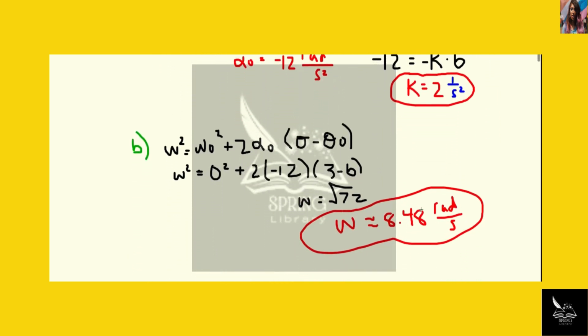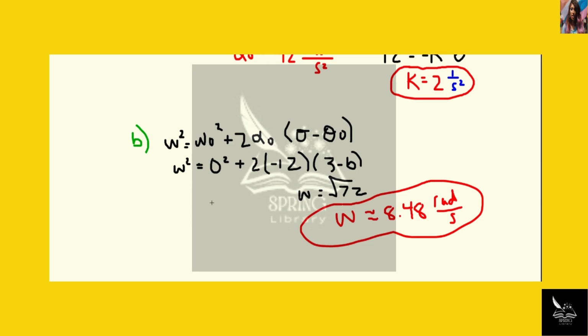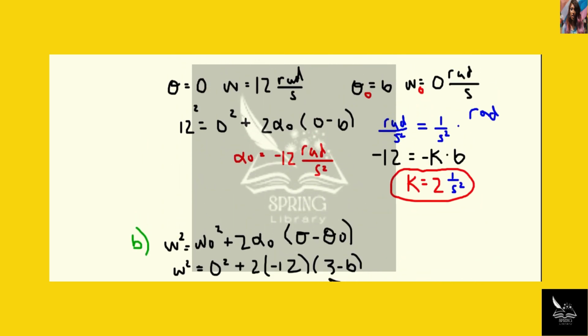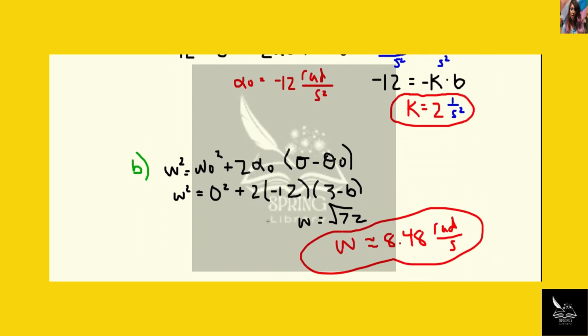Now we're going to solve for the second part of the problem. They wanted to know what omega is when theta is equal to 3. It's, again, the same equation. We have all of our variables, and we're solving for omega. Our initial omega is going to be 0, and now we have our initial alpha, which we just solved for. It's negative 12. And then you want to take the difference between the two thetas, 3 minus 6.